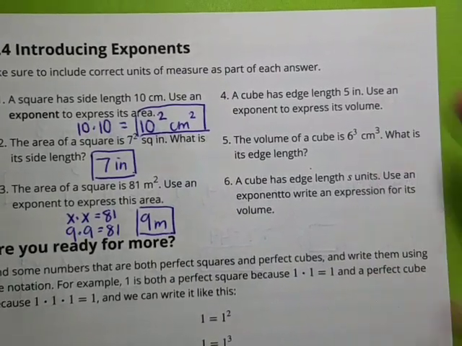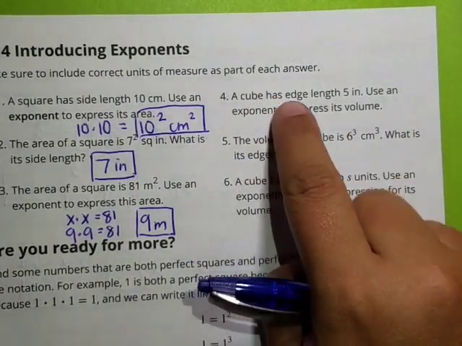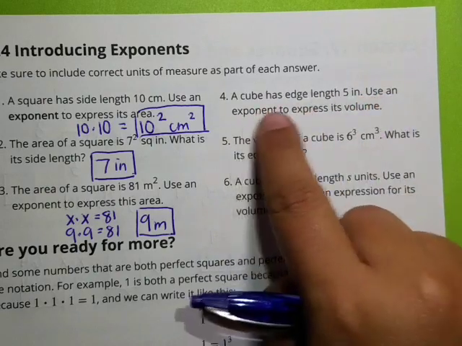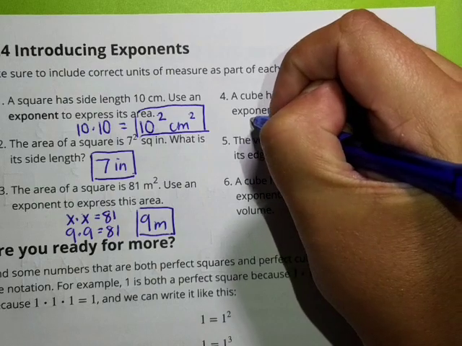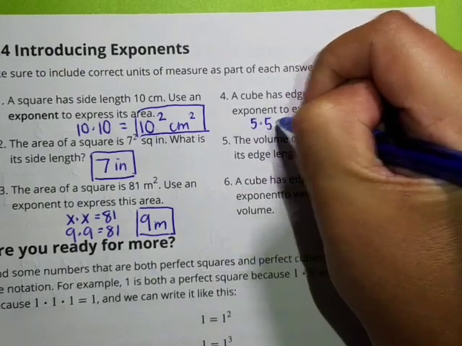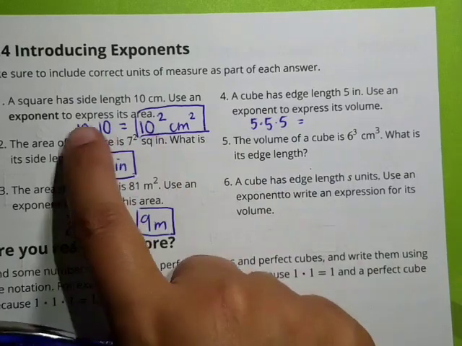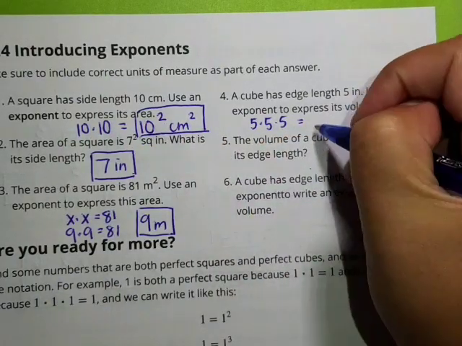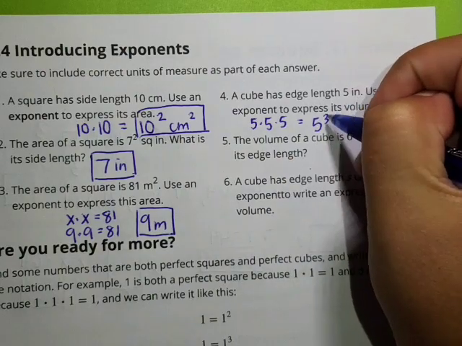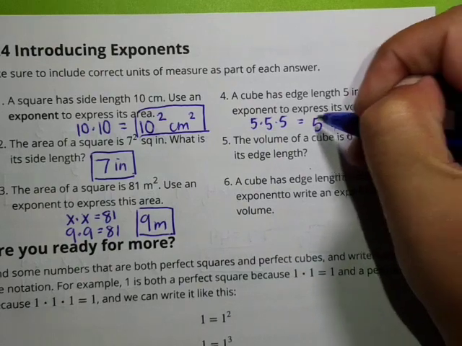All right, here we'll do number 4, and then you can do number 5 and 6. A cube has an edge length of 5. Use an exponent to express its volume. So remember, a cube is side times side times side. So 5 times 5 times 5. Over here, we said that if you multiply it twice, it's to the second power. So if we're multiplying it 3 times, it's to the third power. So 5 cubed, and then inches cubed.